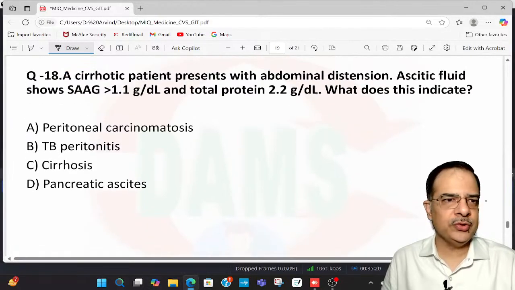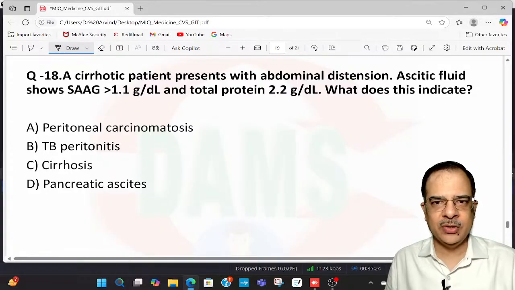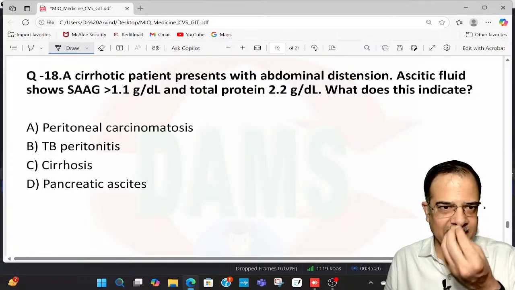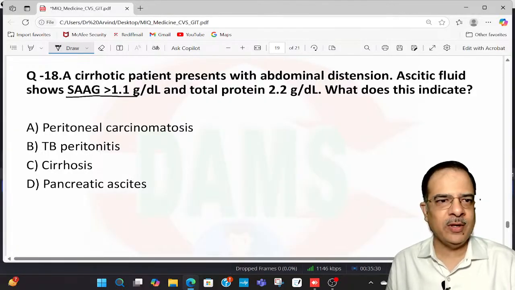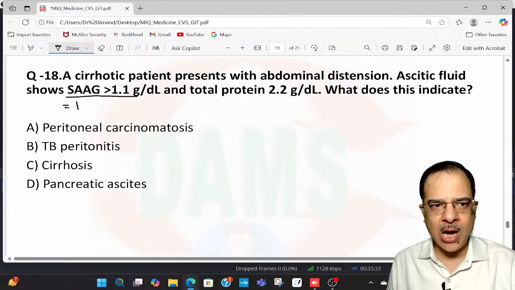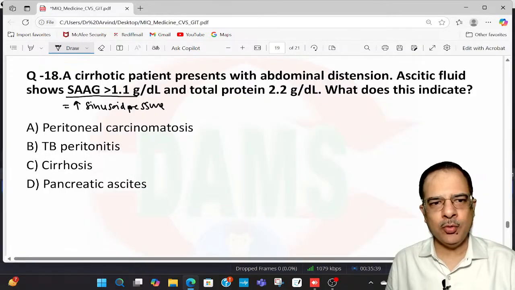Okay, now come to question number 18. Question number 18 is on the ascitic fluid analysis. So patient has SAAG of more than 1.1. So when the SAAG is more than 1.1, that means it is due to high sinusoidal pressure, like causing portal hypertension.